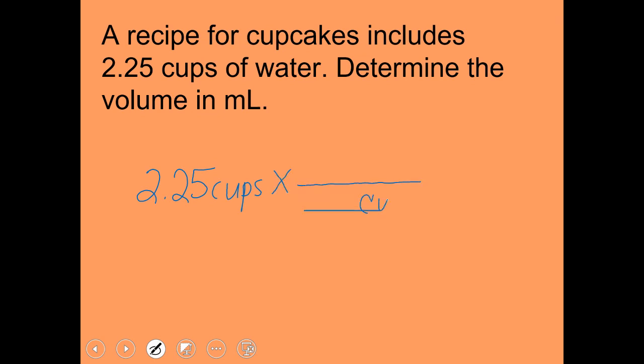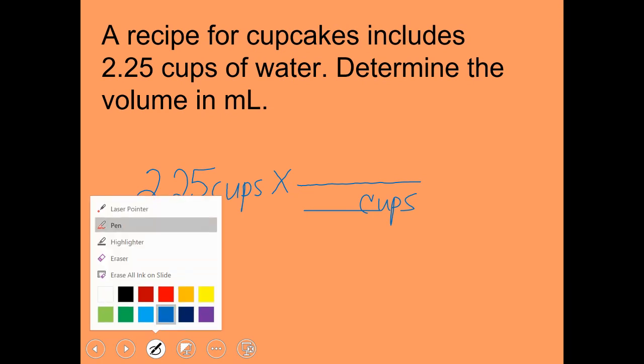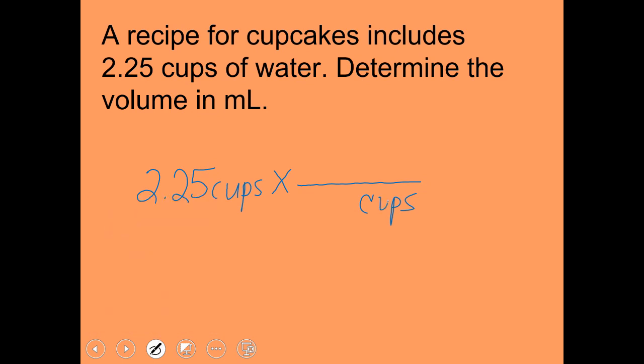And then you set up a factor and you put in your labels. We got to put cups on the bottom to try to get rid of it, right? Always put that label on the bottom and the label that you want on the top. And then you have to use the equalities from the previous slide. We know there are 240 milliliters in every cup.